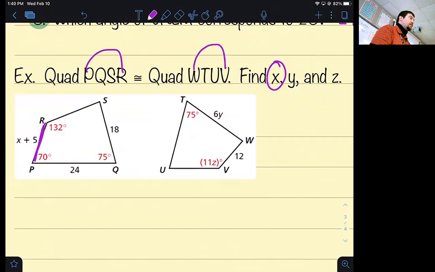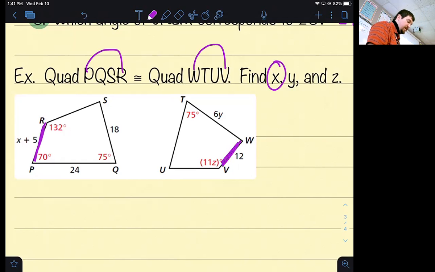VW. Okay. Well, technically I said RP, so I'd have to say VW. If I would have said PR, then WV. That takes care of any of the guesswork. Now I don't have to guess which side. I know for a fact. And so WV is this side right here.